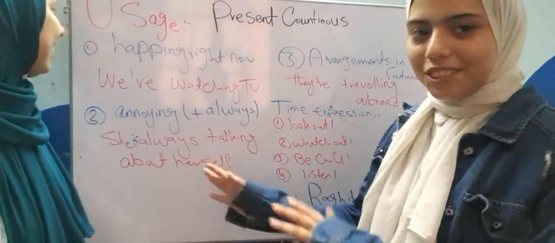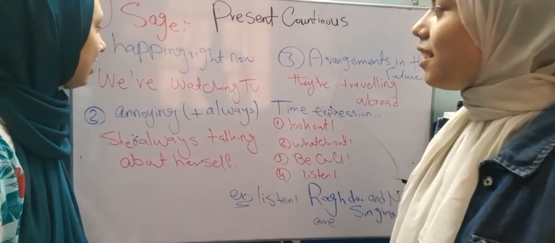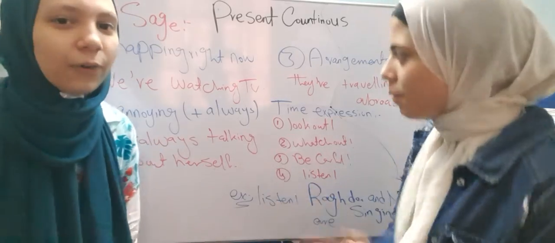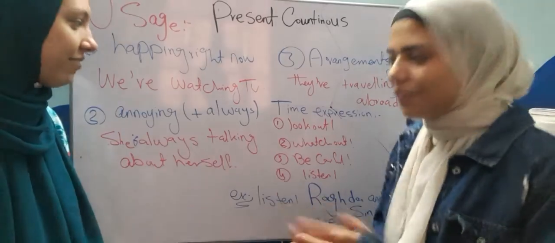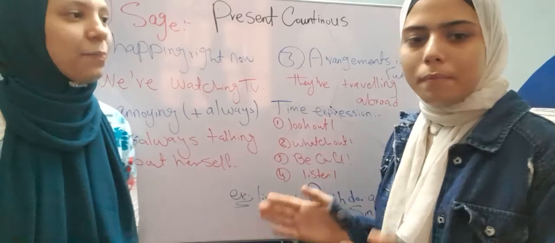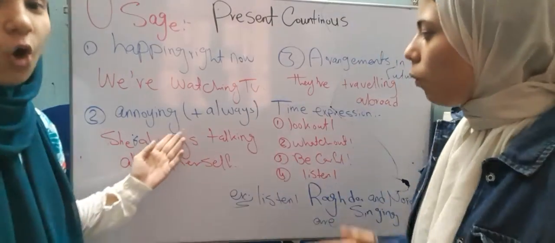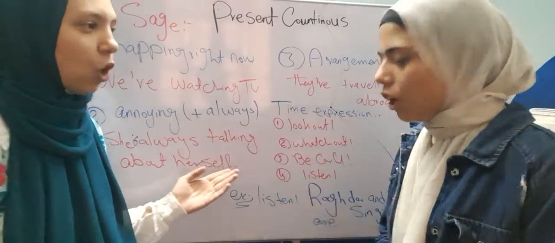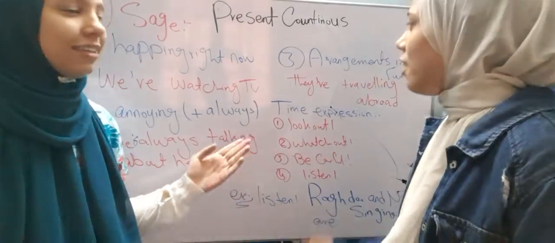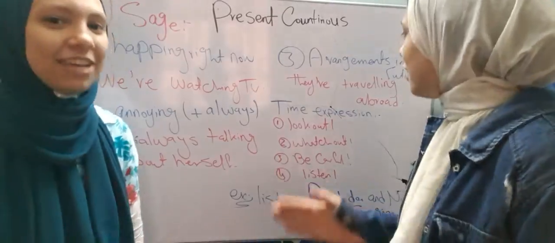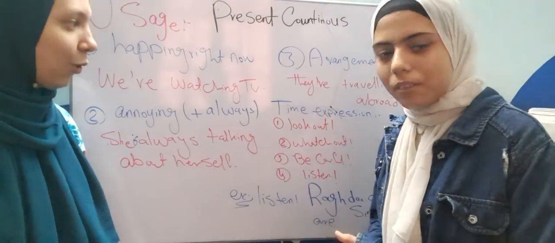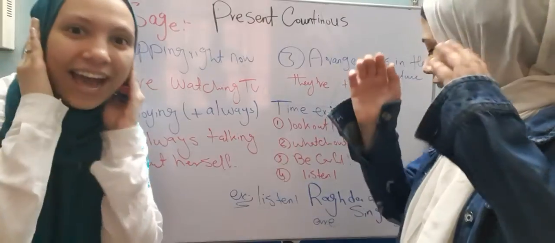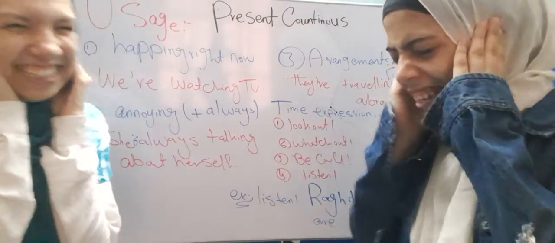Okay, now the usages of the present continuous. Something happening right now. Let's take an example: we are watching TV. Annoying behavior plus always. Let's take an example: she's always talking about herself. Arrangements in the future. Let's take an example: they are traveling abroad. Listen, Raghda and Nora sing.